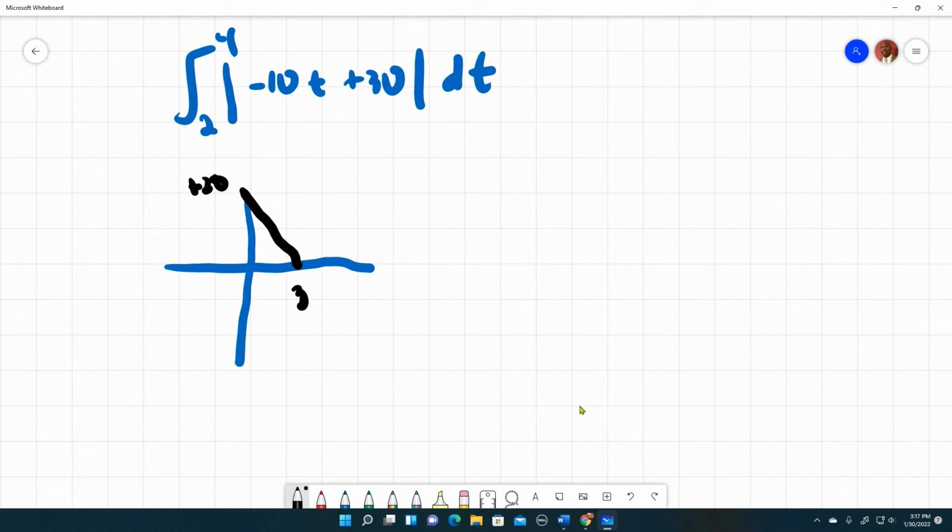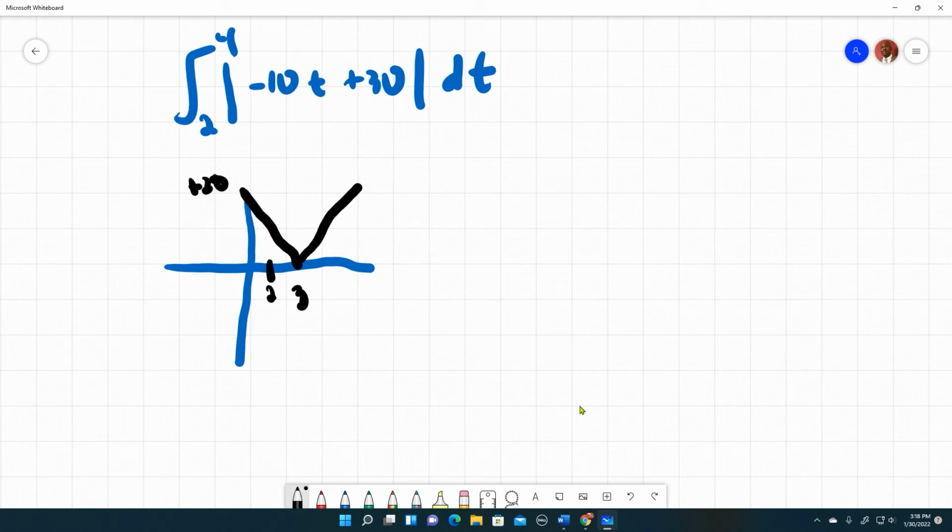Now, what happens when you take the absolute value? No part of the graph is going to go below the x-axis because this is the negative area. So instead of continuing going down, which would be the case if this wasn't the absolute value, it's going to start to go back up at the same slope. So it's going up at a slope of positive 10. Okay, so if we want to find the integral from 2 to 4, we're going to find area under the curve.